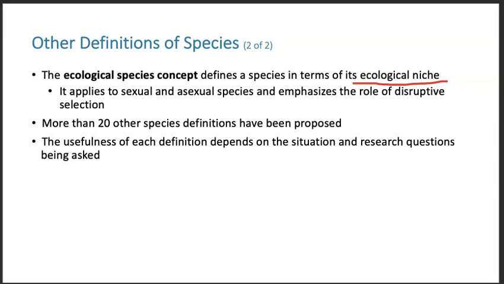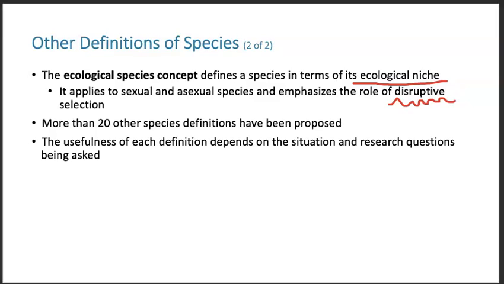Those are the parts of an ecological niche. The ecological species concept says you're the same species if you inhabit the same niche, and you're different species if you inhabit a different niche. Again, what you eat and how you live and what eats you, those kinds of things. The good thing about the ecological species concept is that it does apply to both sexual and asexual species, and it also emphasizes the role of disruptive selection. If you don't remember this definition of disruptive selection, you might want to go back into your notes and take a look at that.